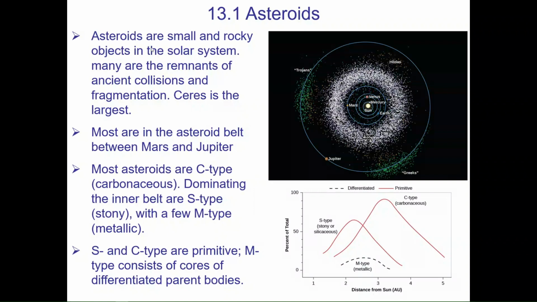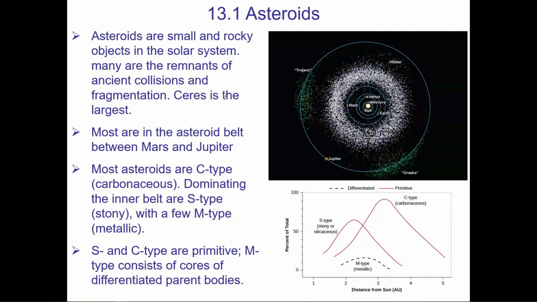They are actually just small and rocky objects in the solar system. Many of them are the remnants of ancient collisions and fragmentation. That means they have been in their current form for billions of years. Asteroids are usually given a number, sometimes a name, because we actually have a lot of asteroids. So you can imagine we'd run out of names quickly.